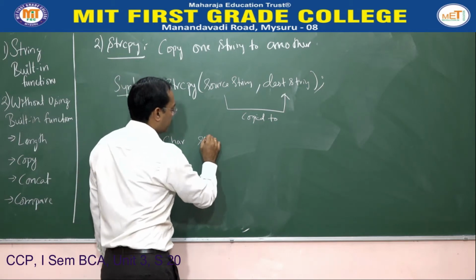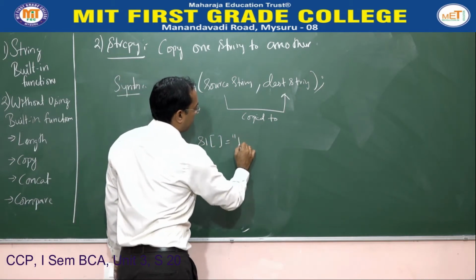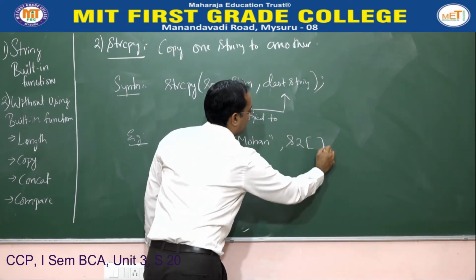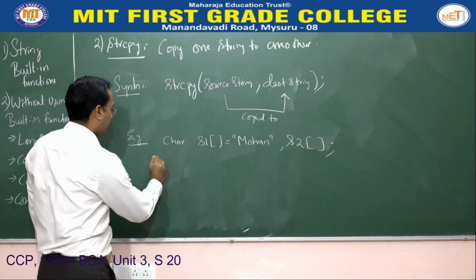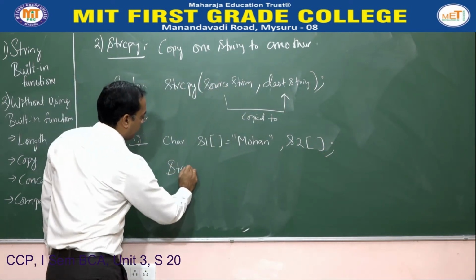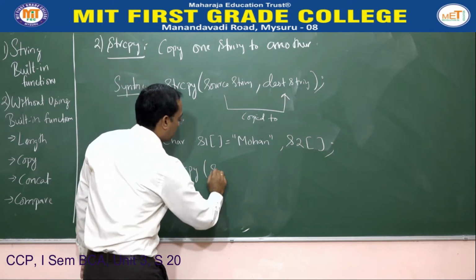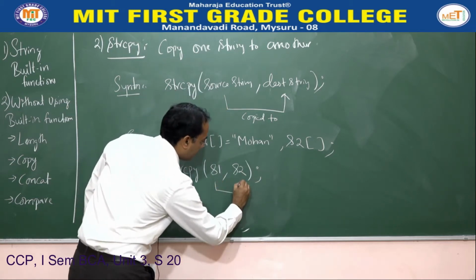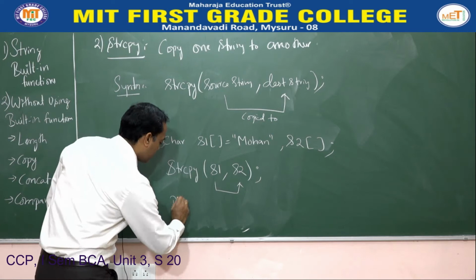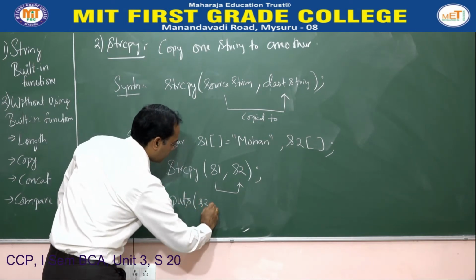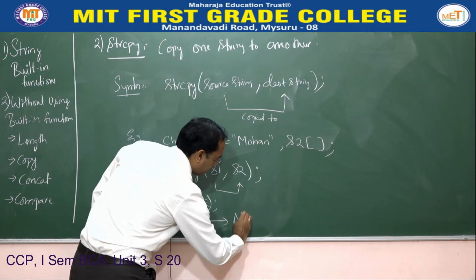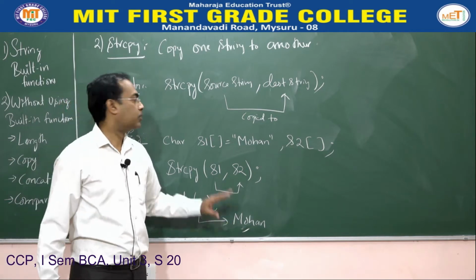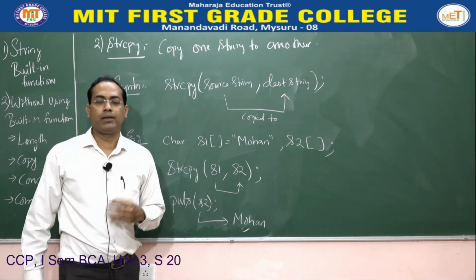Character S1 is equal to Mohan, and there is one more string array. Now I'll use strcpy S1, comma S2. So the contents of S1 will be copied to S2. If you print S2, S2 will have Mohan as the string value. So this is the string copying function.